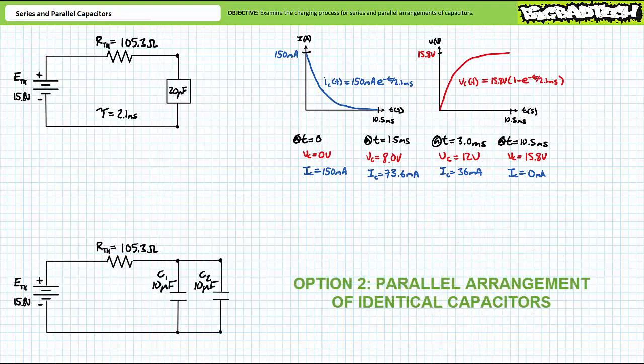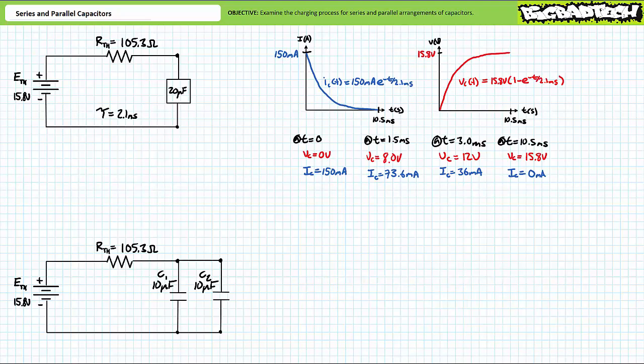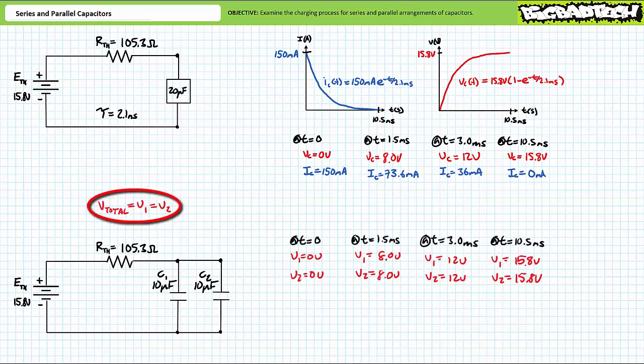Option 2, also super easy. The elements inside the box are a parallel arrangement of identical capacitors that happens to yield a total capacitance of 20 microfarads. Consider a parallel arrangement of 2 10 microfarad capacitors yielding a total capacitance of 20 microfarads. Voltage across elements in parallel is the same. At t equals 0, both capacitors are initially uncharged at 0 volts. By 1.5 milliseconds, both capacitors will have been charged up to roughly 8 volts. By roughly 3 milliseconds, both capacitors will have charged up to 12 volts. And finally, at t equals 10.5 milliseconds, the end of the charging process, both capacitors will have been fully charged up to 15.8 volts.